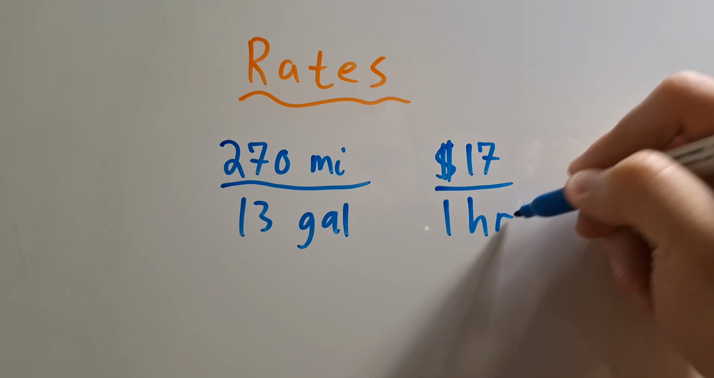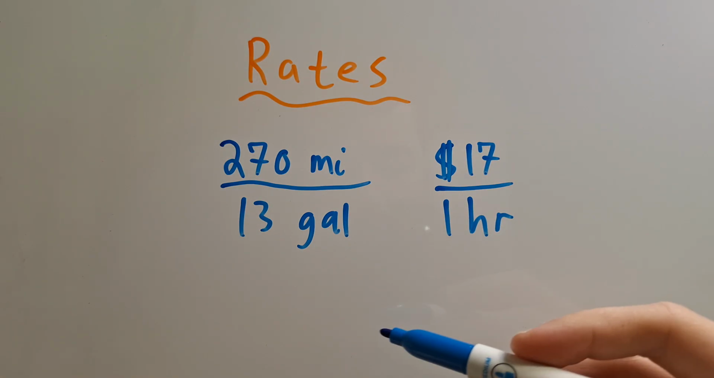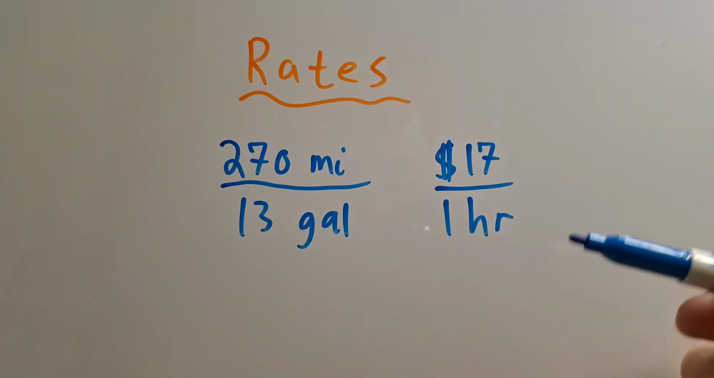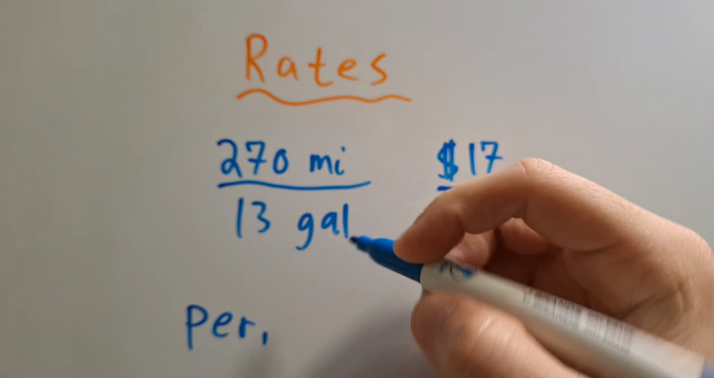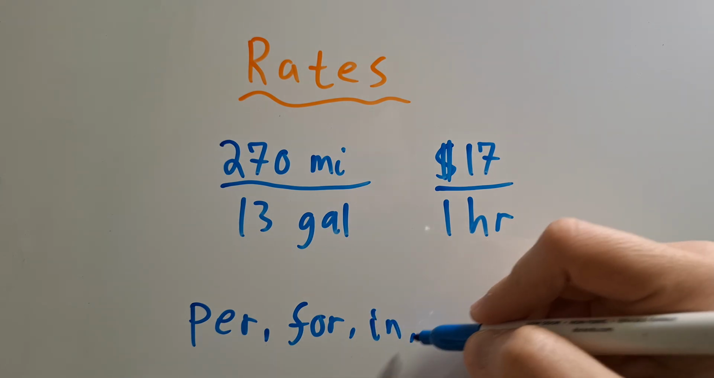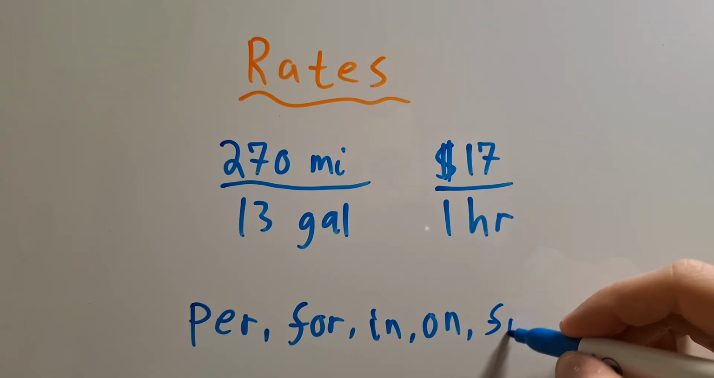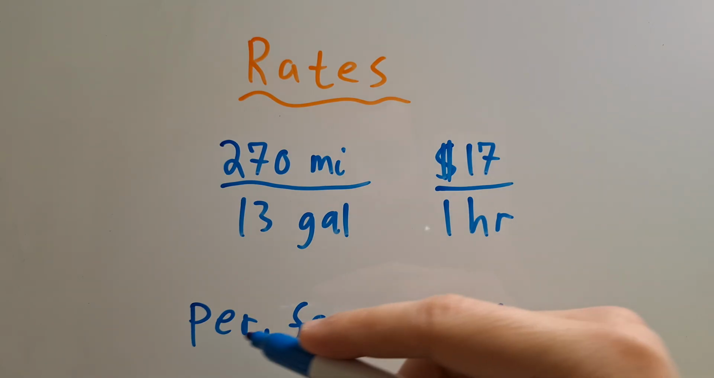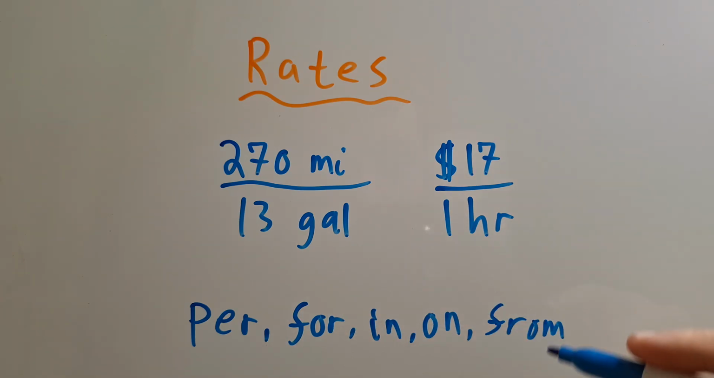$17 per 1 hour. Now I said the word per there. That is a key word for letting us know that we are going to be using a rate. Several other words that imply rates along with the word per would be the words for, in, on, and one more that I see from time to time but not as often is the word from. So per, for, in, on, and from imply that you are working with rates. This just lets you know whenever you're working out a problem.